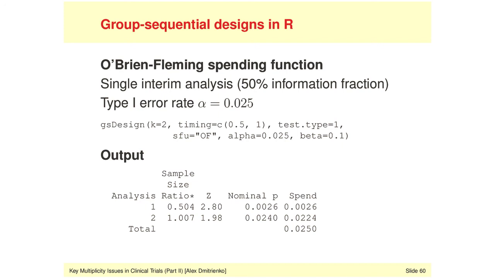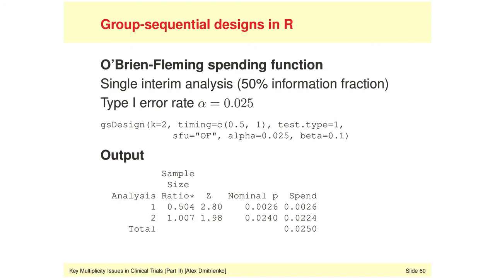First of all, the first argument of this function, k equal to 2, specifies the number of decision points. It's once again the interim analysis plus the final analysis. Second argument, timing, defines the information fractions at the interim analysis and at the final analysis. Those values are given by 0.5 and 1. The third argument, test type, is equal to 1, because in this case we have a single stopping boundary, and this is the stopping boundary that supports decisions to claim superior efficacy at the interim analysis or at the final analysis.